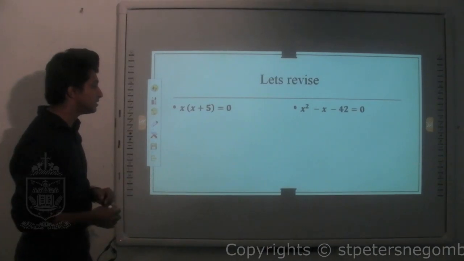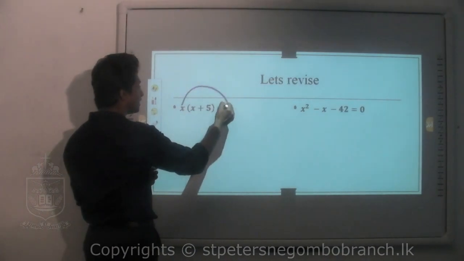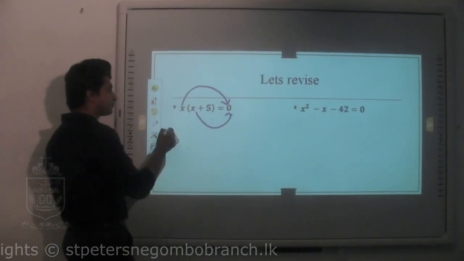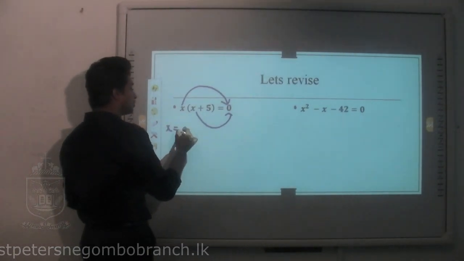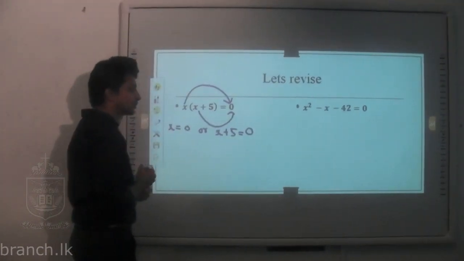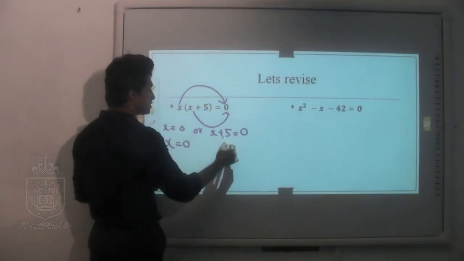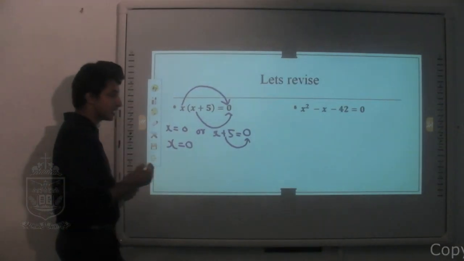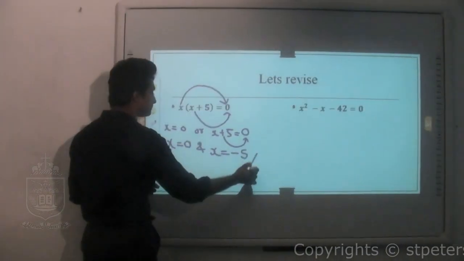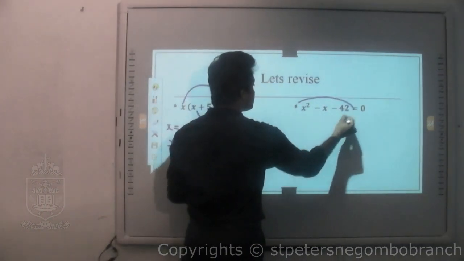Let's take the very first question. This is already simplified, already factorized. So what you're going to do is, we take either this value is equal to 0 or this value will be equal to 0. So we write x equal to 0 or x plus 5 equal to 0. And then, since here there is no change, you can change this value, taking plus 5 to the other side. Then that is going to be equal to minus 5. And we put 'and' here. And that's all. If you consider the second one, it is not factorized.